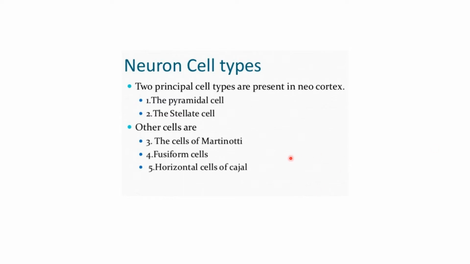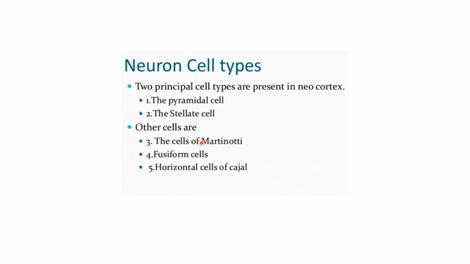Now what are the cell types, or the cells, you will be seeing in the cerebral cortex? In almost all the layers we have the distribution of pyramidal cells of different sizes: small pyramidal cells, medium or moderate pyramidal cells, and large pyramidal cells. These are the motor cells. Then we have the stellate cells. Two principal cell types are the pyramidal and the stellate cells.